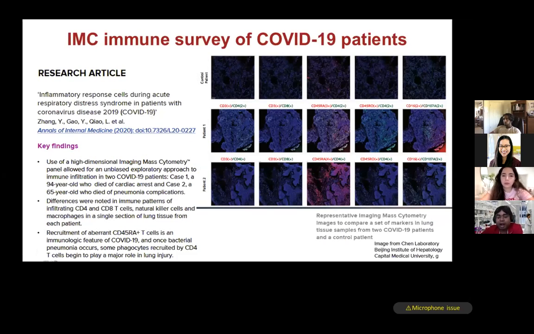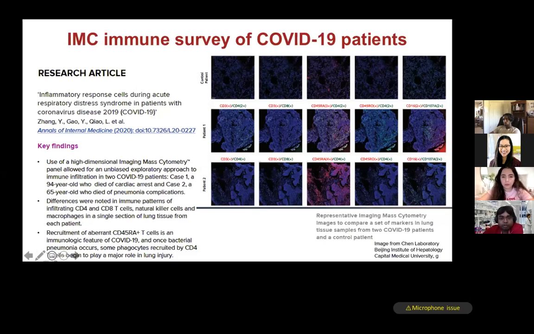And this is a little bit outside of the cancer immunology. This is in COVID-19. So this technology can be used in COVID patients. And this is one of the first papers published to see how immune cells infiltrate into the lung of patients who are infected with COVID-19.